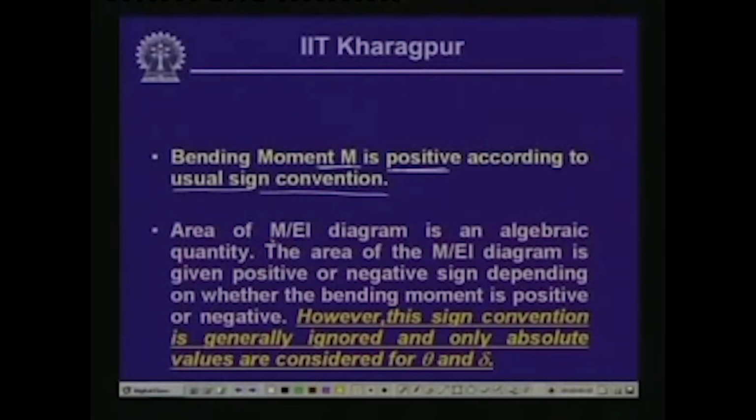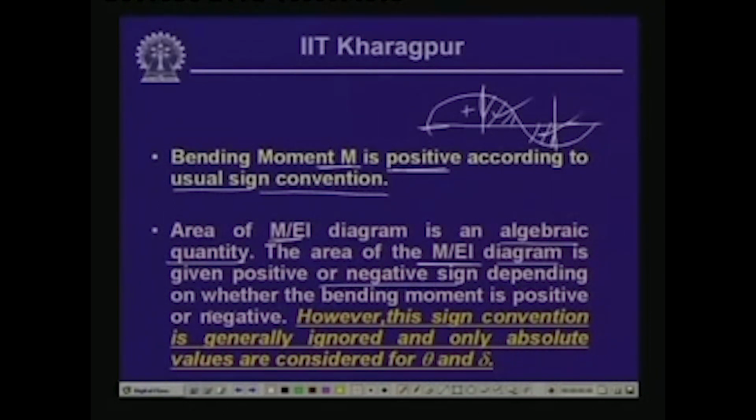Also, the area of the M by EI diagram is an algebraic quantity. That means, if we are choosing the M by EI diagram between 2 points, and if it so happens, for example, that we have an M by EI diagram which goes like this, I am choosing arbitrarily. Now, if I am considering these two sections, let us say this is positive and this is negative, then depending on the sign as we have between these 2 points, we must consider these signs. So, the area of the M by EI diagram is given a positive or negative sign depending on whether the bending moment is positive or negative.